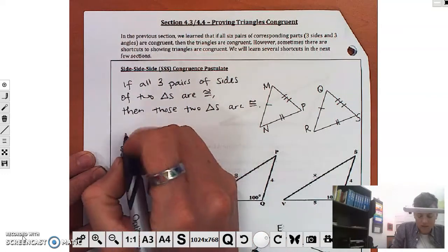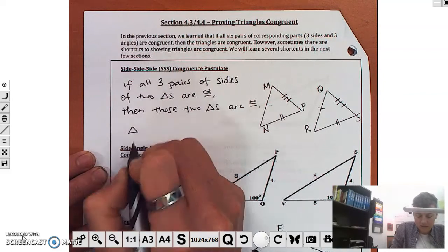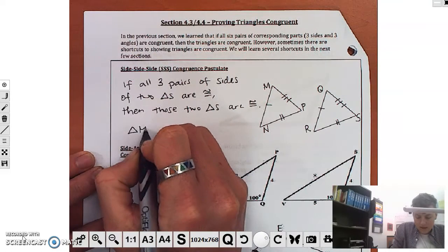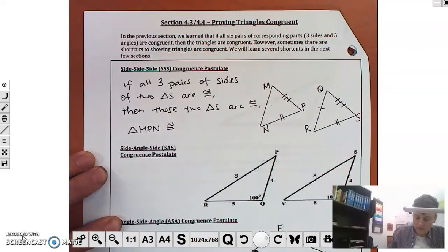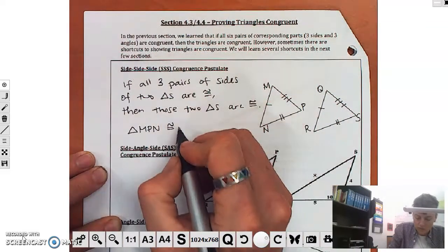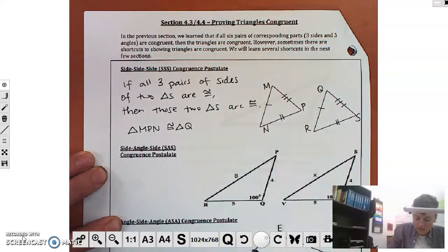So if you know all 3 pairs of sides are congruent, then those 2 triangles are congruent. And you can write a congruence statement, like triangle MPN is congruent to, well, who was M congruent to? Q. And P was congruent to S, and N was congruent to R. Sweet. That's the side-side-side congruence postulate.